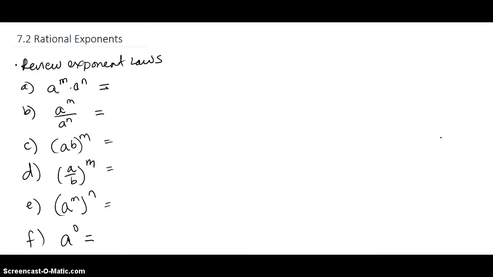In 7.2 we talk about rational exponents, but before we even do that we want to review some exponent laws from before. If you're multiplying and you have the same base, remember you add the exponents. So for example, if I have x squared times x cubed, that's going to give me x to the fifth. If you're dividing and you have the same base, remember you're going to subtract exponents.